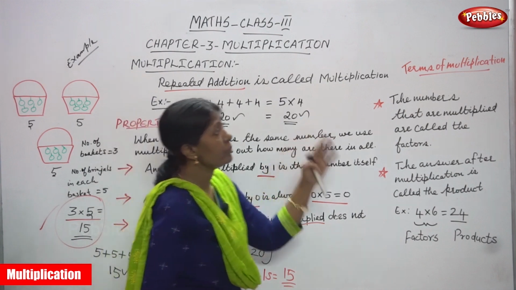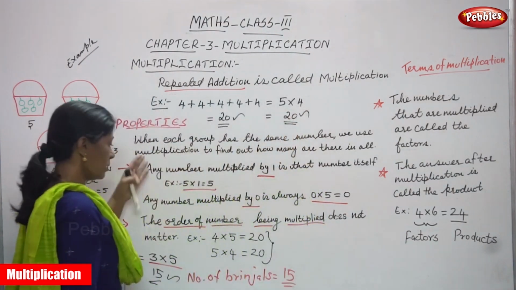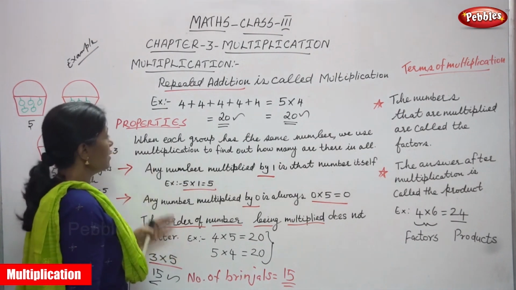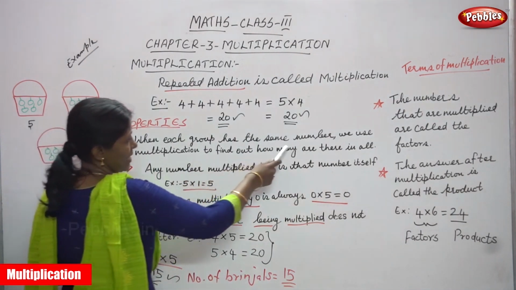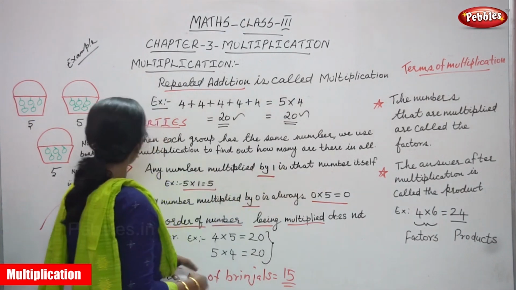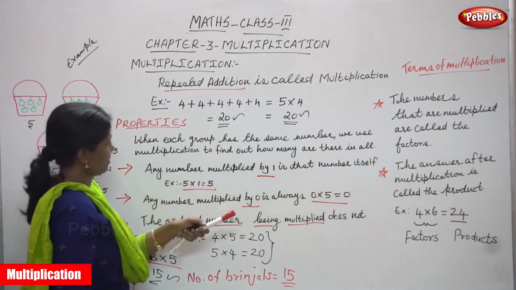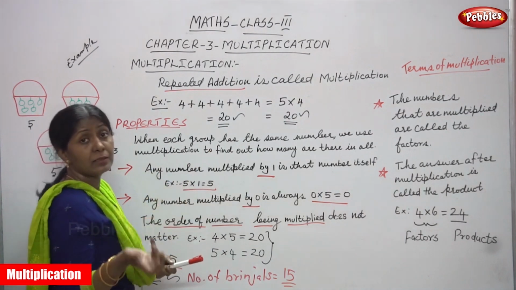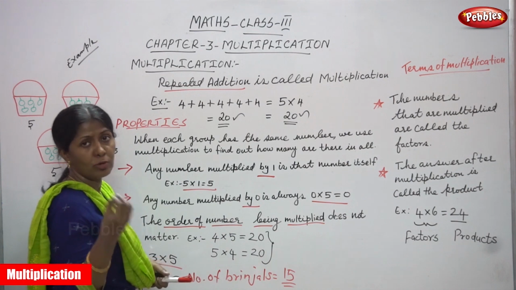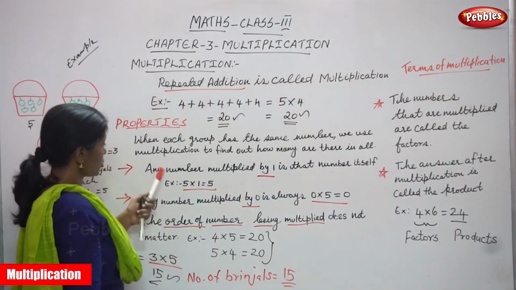So okay, now we must see the terms of multiplication. I think we have seen all three properties. Again, I'll repeat: when each group has the same number, we use multiplication to find how many there are. That is the example I gave you. So each group has the same number, we use multiplication to find how many, meaning we find the total number, the product.